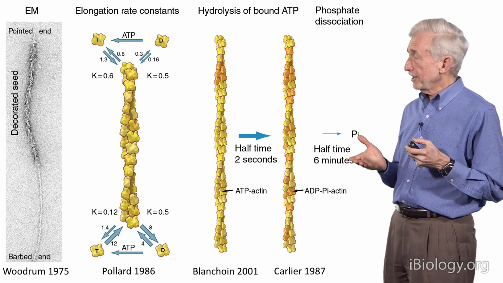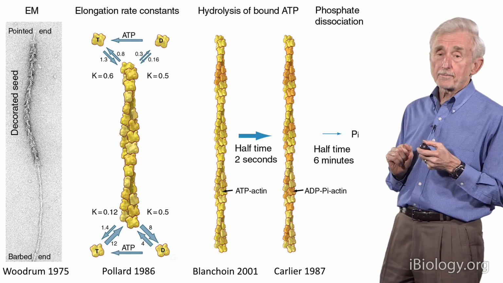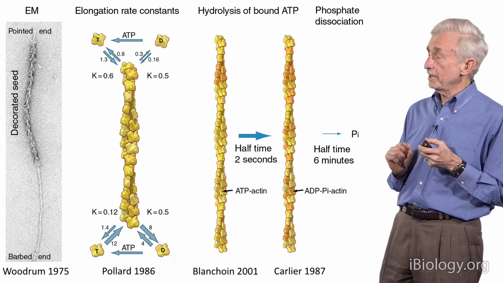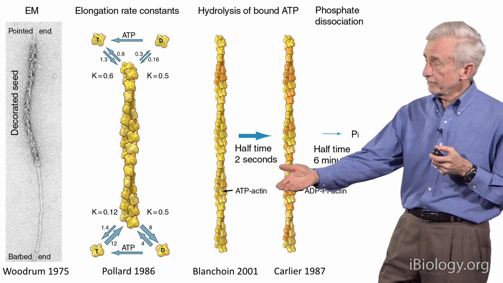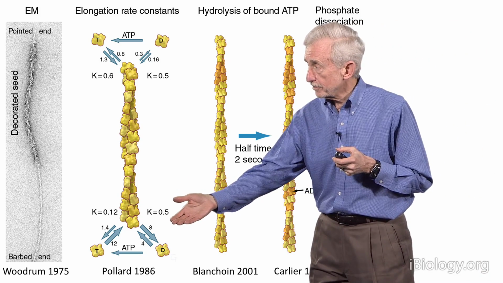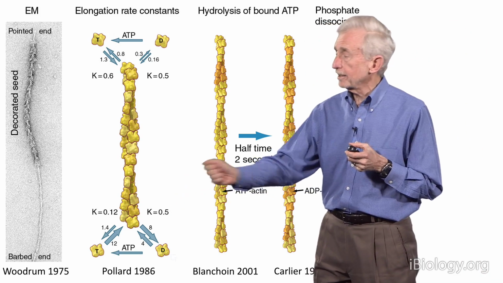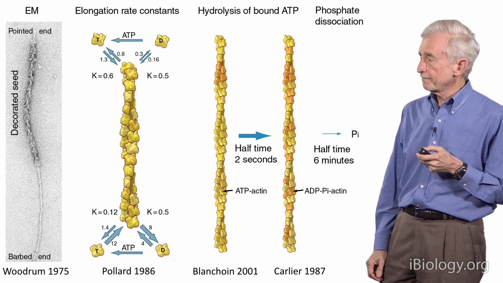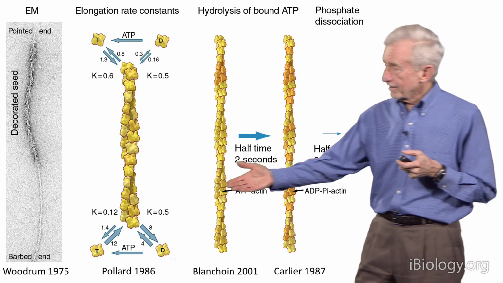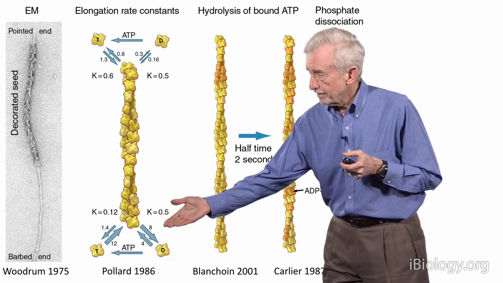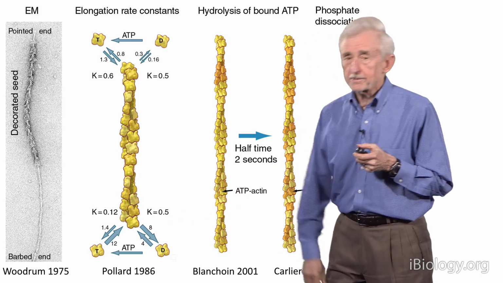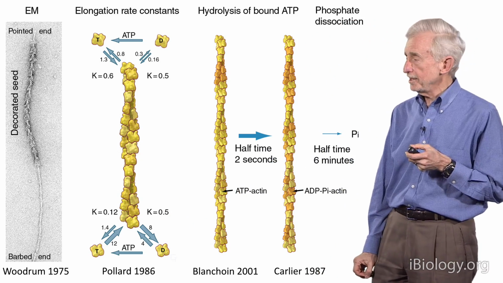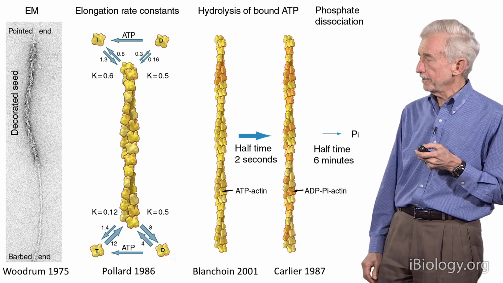Now, once the gamma phosphate has dissociated, then the properties of the filament change considerably, and there are different rate constants for the dissociation and association of ADP actin than ATP actin. And in particular, the rate of dissociation of ADP actin is much faster than the rate of dissociation of ATP actin from the barbed end of the filament.